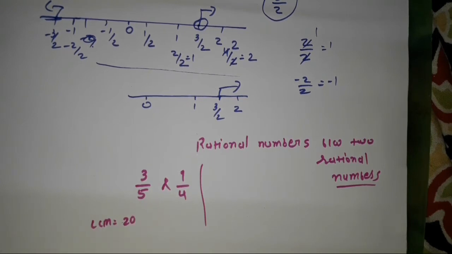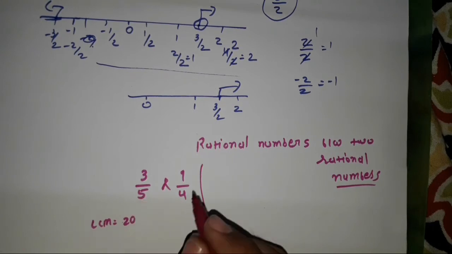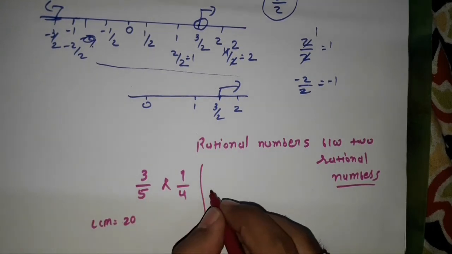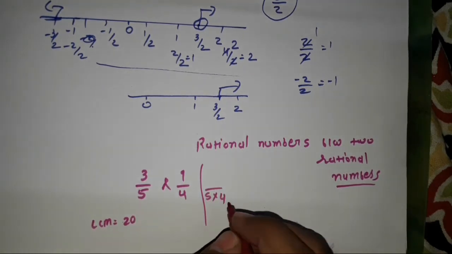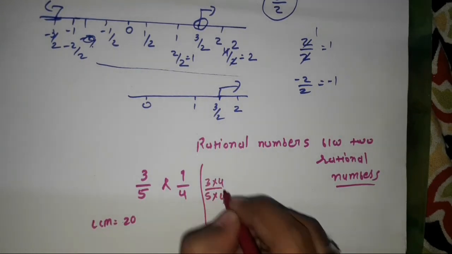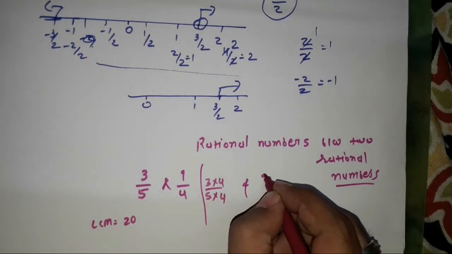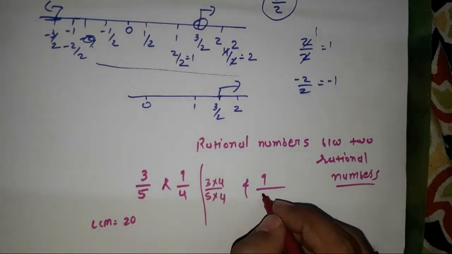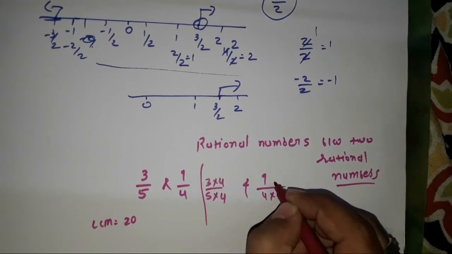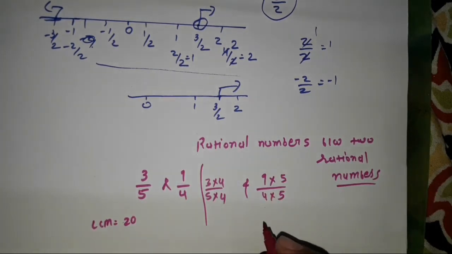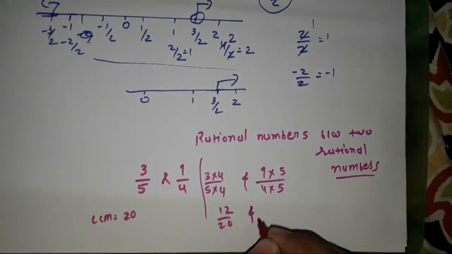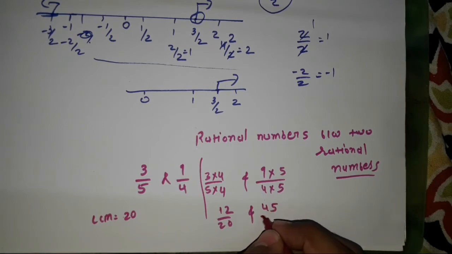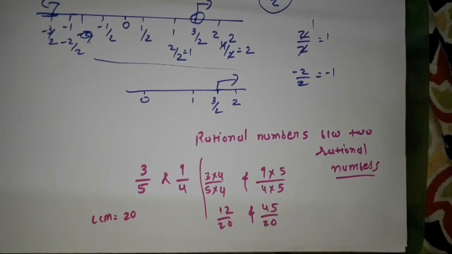To make this 20, I will multiply this 5 with 4. But if I am multiplying this 5 with 4, I have to also multiply this 3 with 4. And to convert this 4 into 20, I have to multiply it with 5. Similarly, I will multiply this 9 with 5. So 3 4s are 12 upon 20 and 9 5s are 45 upon 20. So 12 upon 20 and 45 upon 20.